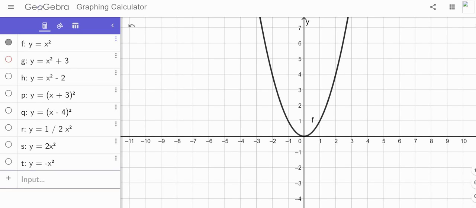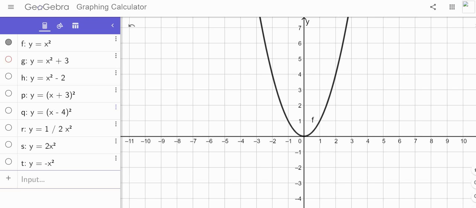Okay, this is the beginning of section 9.2, looking at graphs of quadratics. What I have graphed here is the graph of y equals x squared. Over here on the left, you're going to see all the graphs that we're going to be looking at. I wanted to figure out what happens to this graph when I add 3 to it or subtract 2, add 3 inside the parentheses or subtract a number inside the parentheses. What happens when I multiply by a fraction or a bigger number or a negative number?